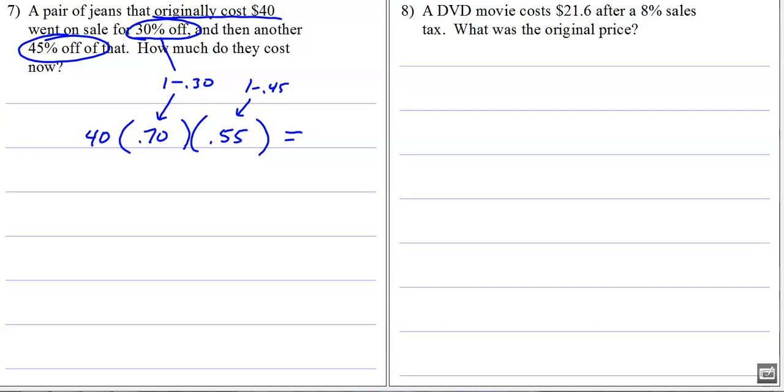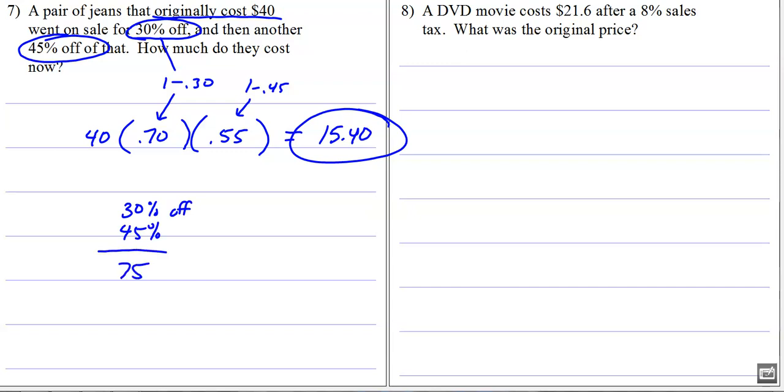40.7 times 0.55 equals $15.40 out the door. Now, what you cannot do is say, oh man, there was 30% off, and then they did another 45% off, so that means there's 75% off. You can't do that, because after you take the 30% off, the 45% is on a new number. It's not on the same number. That's why you can't double them up and try to super shortcut it.